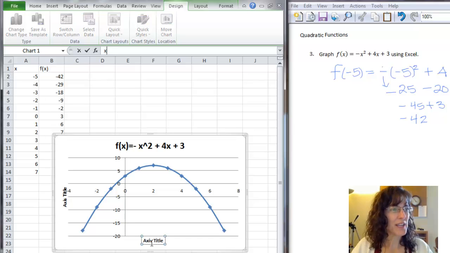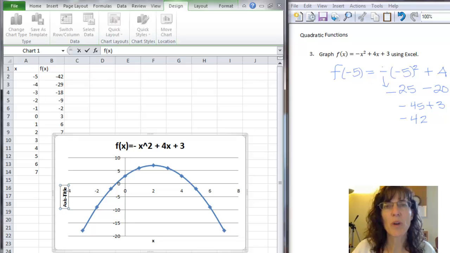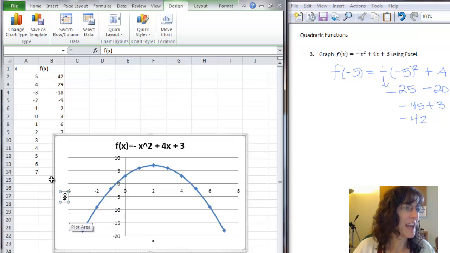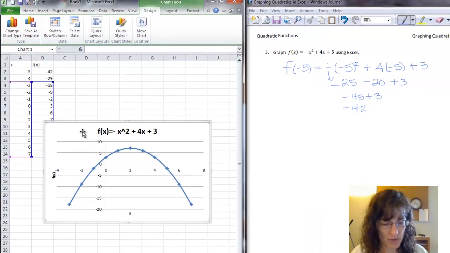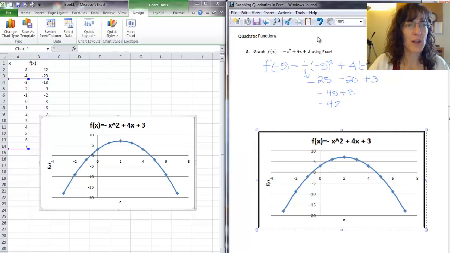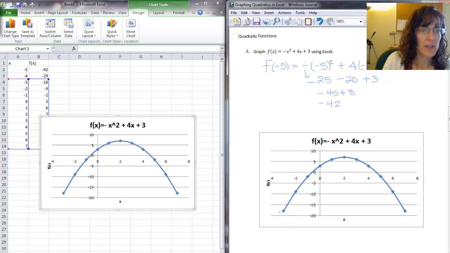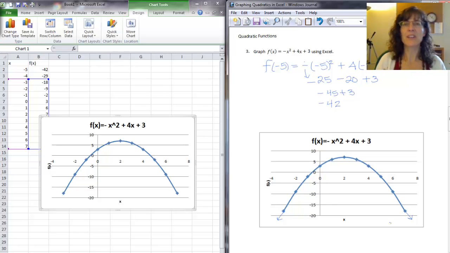Change your x-axis title to be x, and your y-axis title to be f of x, because this parabola passes the vertical line test, doesn't it? Good. So push enter, and there's f of x and x for the horizontal. Okay, click on that one, and then Control C, and then paste, or Control V over here. And then last step, we want to draw in some arrows so that we can indicate this does go on and on. This one in particular in a downward direction.